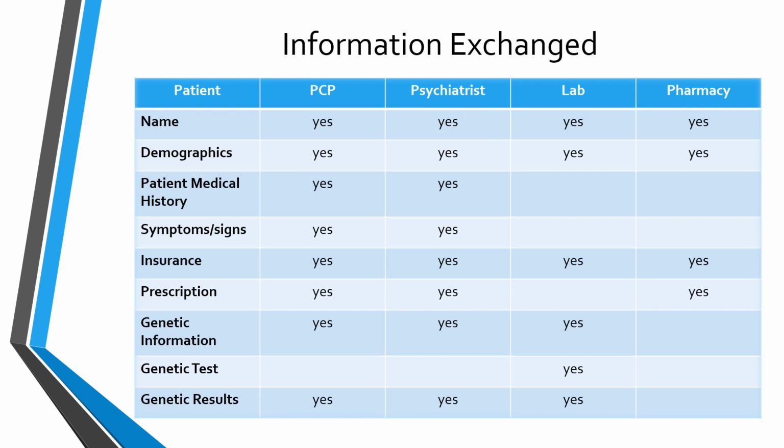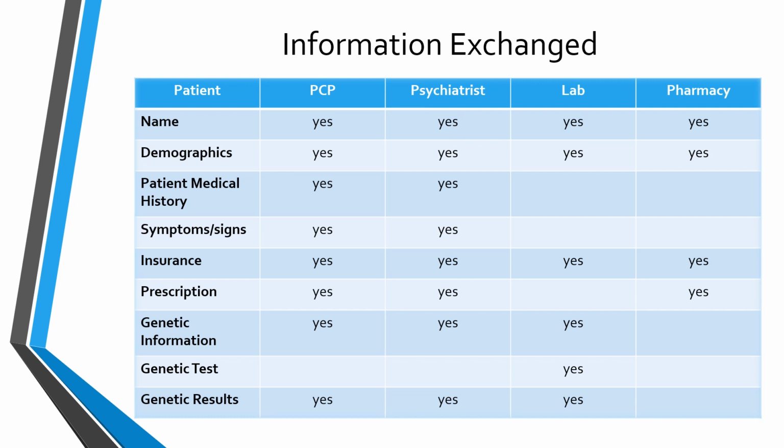So this slide basically shows the information exchange between the patient, the primary care physician, psychiatrist, lab, and the pharmacy. The categories on the left in the first column are the name, demographics, patient medical history, symptoms, insurance, prescription, genetic information, genetic tests, genetic results. This table shows what information is exchanged between the multiple actors in this field.